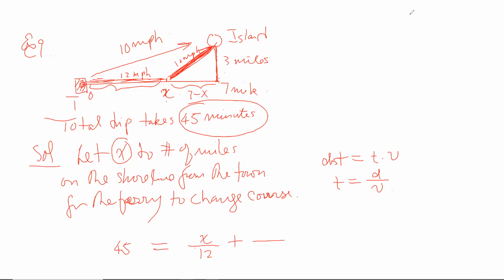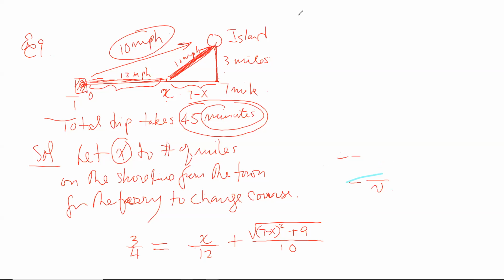So it's the square root of 7 minus x, quantity squared, plus 9, divided by 10. Is that correct? Is this the correct equation? No, because these are miles per hour and this is 45 minutes. So obviously you are using wrong units. Agree? So we should have 3/4 hour here. Agree? And that's how I solve it.